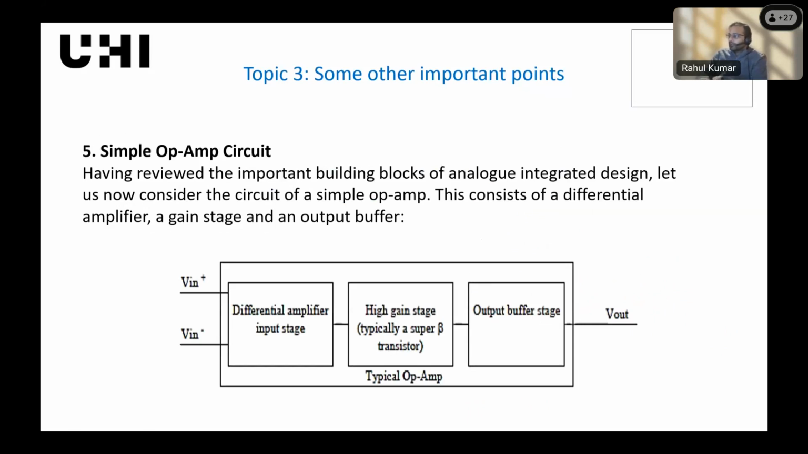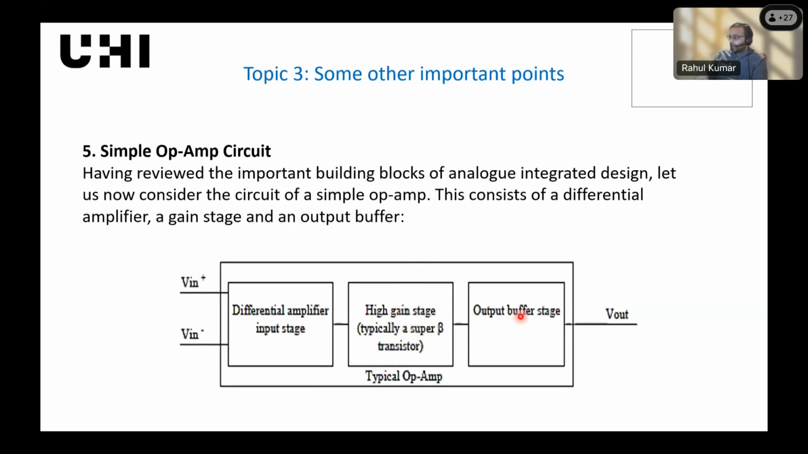Now, if we put these things together, we can get a basic op-amp, operational amplifier circuit. So in an op-amp, we will need a differential amplifier, which will calculate the difference between the two input signals. Then we will need a super beta transistor, or your Darlington pair, to amplify the difference and provide more gain.